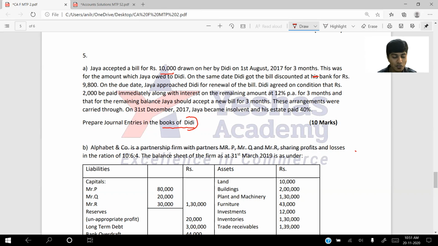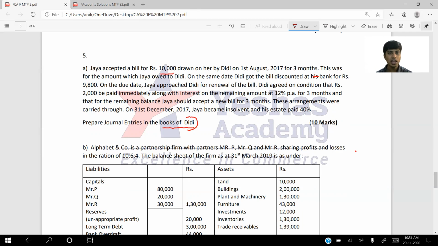At her bank for rupees 9,800. When she gets it discounted, she'll receive money. Yes or no? So bank account debit. What is going out? Bills receivable account credit. But how much money will you receive? Bank account debit will be to the extent of 9,800 because you will receive only 9,800. Bank account debit 9,800, whereas bills receivable account credit will be 10,000. The difference of 200 will be discount expenses, discounting charges.